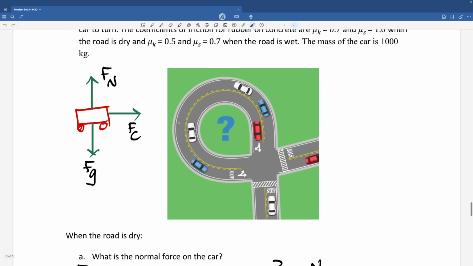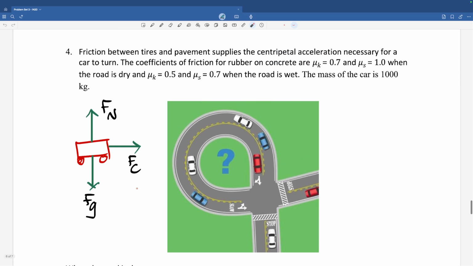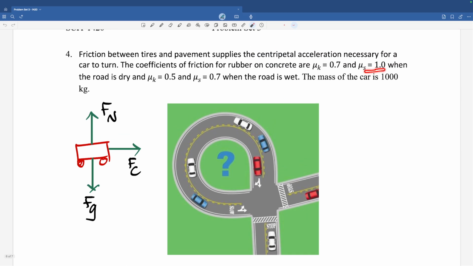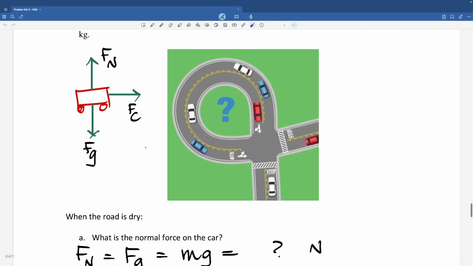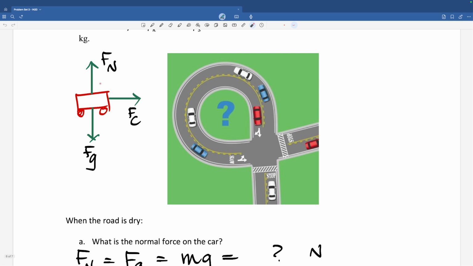Okay. So first, when the road is dry, that means we're going to use this value. What you have to do, what's the normal force? Now look at this free body diagram. There are 3 forces that act. Number 1, it's the weight of the car, F sub G. Number 2 is the reaction of the weight.